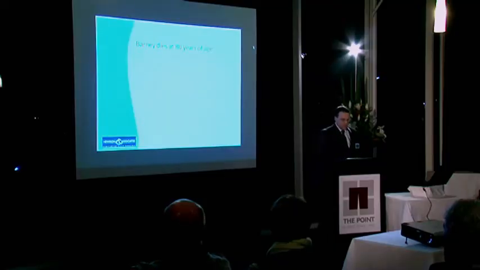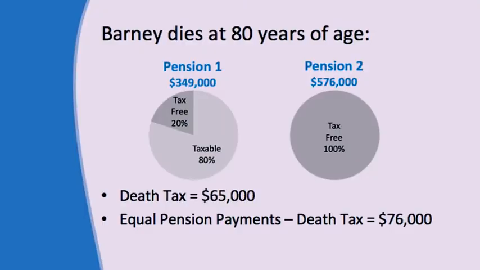Stepping forward, Barney actually dies when he's 80 years of age, and his sole heir is his 50-year-old son, so not a dependent for tax purposes. So when he dies, these are roughly the balances that Barney had in his fund, and his death tax that his son's going to have to pay is around $65,000. Now, it seems like a lot, but if he had just drawn equal pensions, the death tax would be around $76,000. So, $11,000 tax saving.